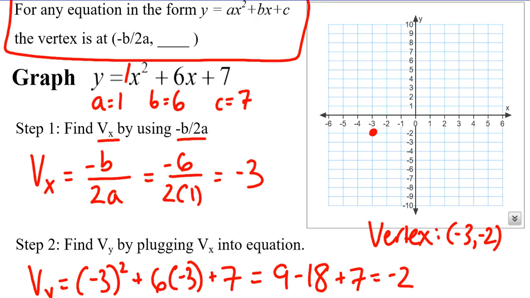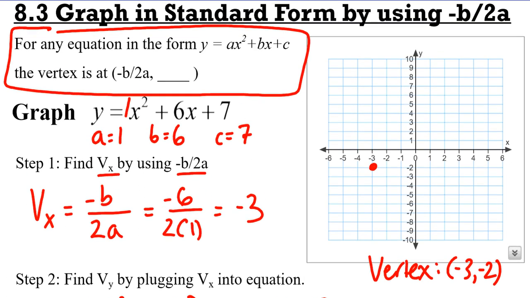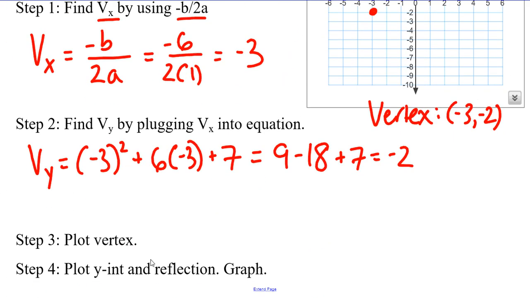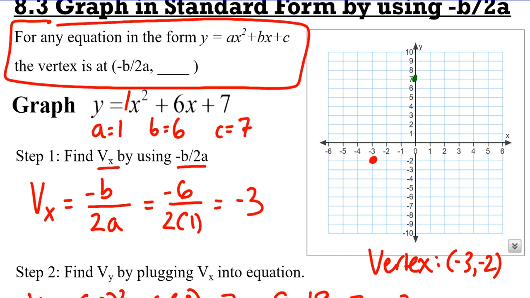The last point is the y-intercept, which is 7. So plot the vertex, and the y-intercept is at 7. So 0, 7. Sketch the right side. The left side is just a mirror image.